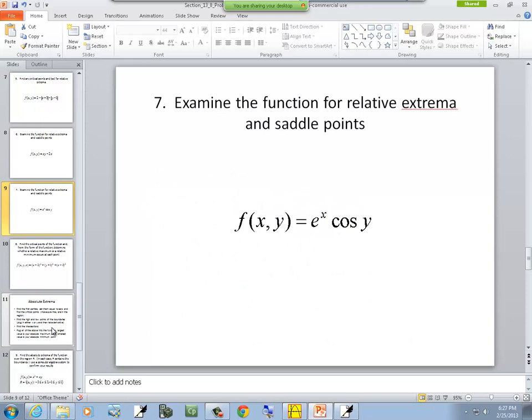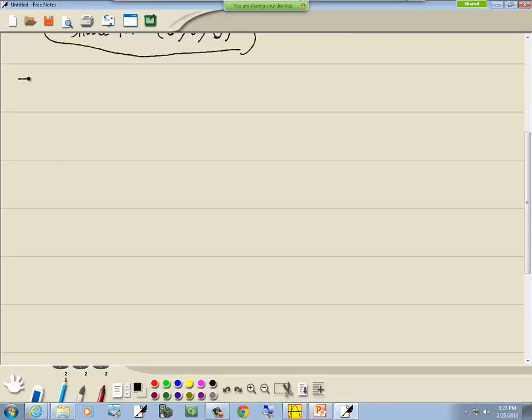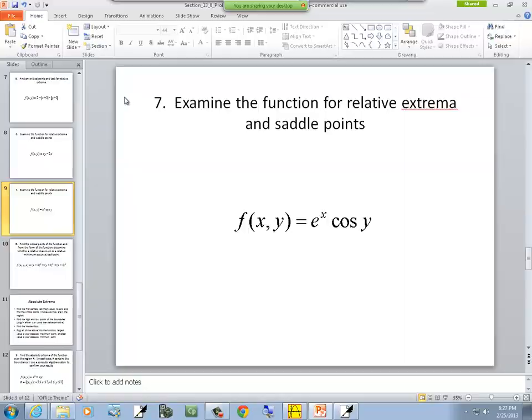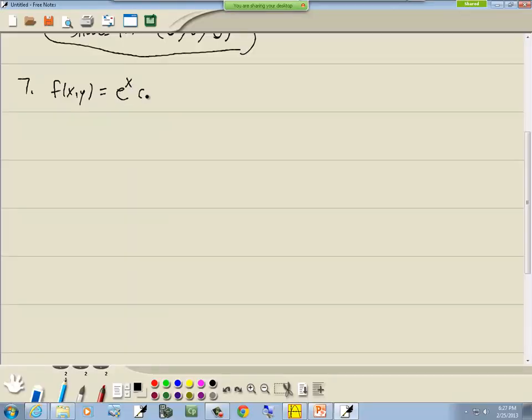Okay, let's take a look at this one. Number 7, we have f of x, y is equal to e to the x cosine y. Let's find our partials. With respect to x, the cosine y is a constant part, so it just remains. The derivative of e to the x is e to the x. So the partial with respect to x is e to the x cosine y.